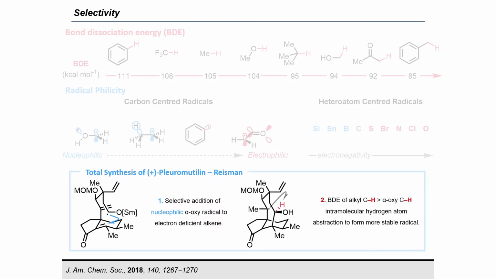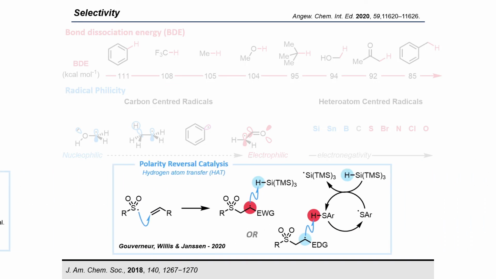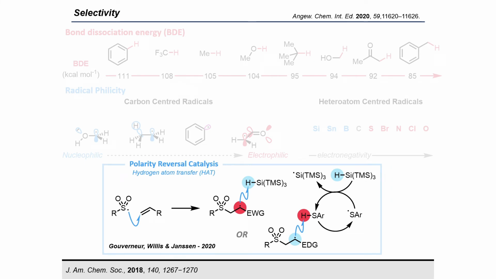The second radical step, shown on the right of the screen, was an intramolecular hydrogen atom abstraction, or a substitution reaction. And through a comparison of bond dissociation energies, we can see that the resultant alpha-oxy radical formed is more stable than the initial alkyl radical. In some cases, a reaction may be slow due to a mismatch in radical philicity. In this case, a process called polarity reversal catalysis can be employed in order to drive the desired transformation.